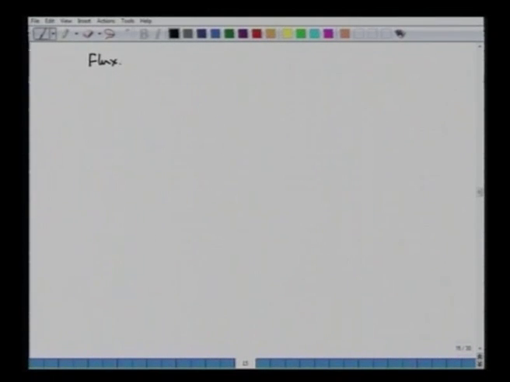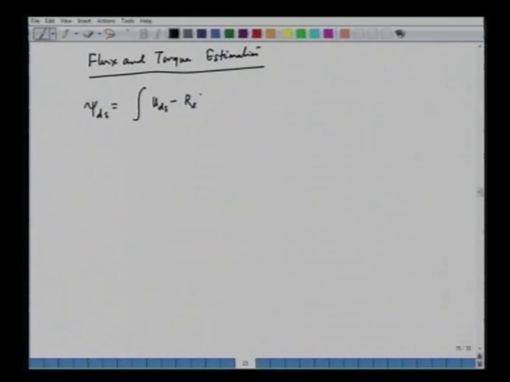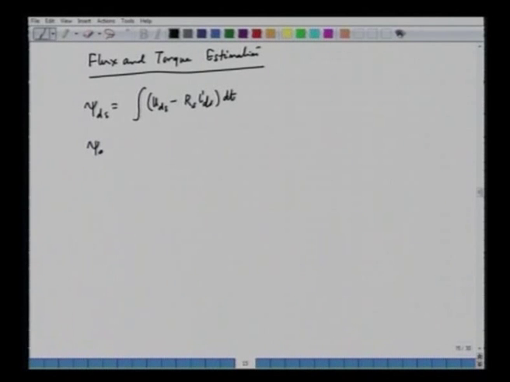So, we can write down the expressions for flux and torque estimation. So, we have a simple integrator here for finding out psi ds, that is equal to the integral of VDS minus RS IDS dt. Simple integrator will tell us what is psi ds, and similarly we can calculate what is psi qs, the integration of VQS minus RS IQS.